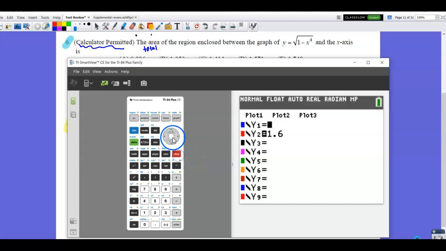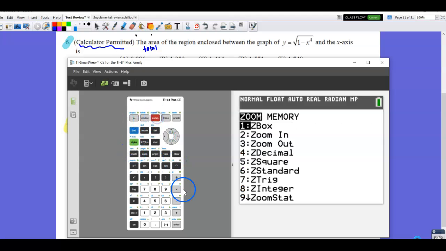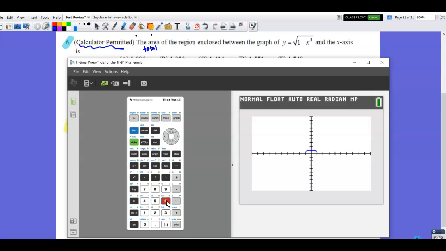So I'm going to get rid of the functions that I have in there, and I'm going to have y equal to the square root of 1 minus x raised to the 4th power, and I'm going to do a standard viewing window of zoom number 6. So there's my zoom number 6.